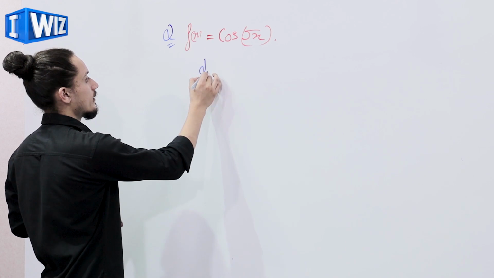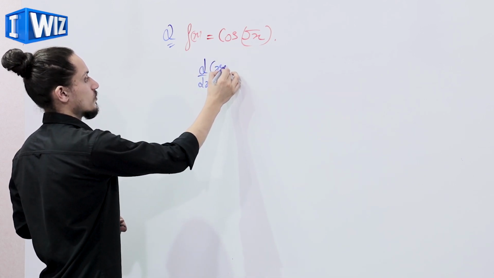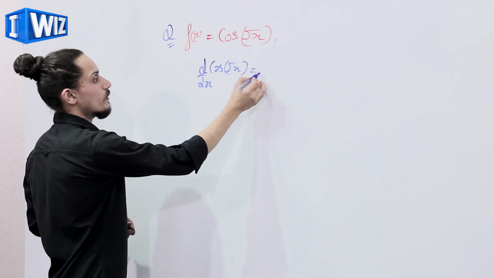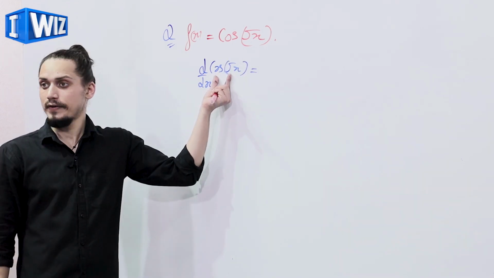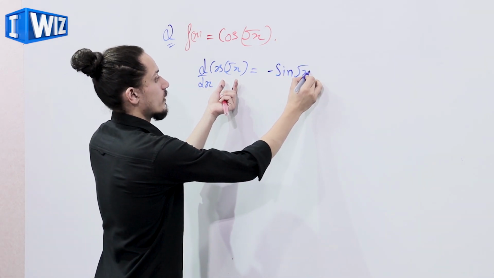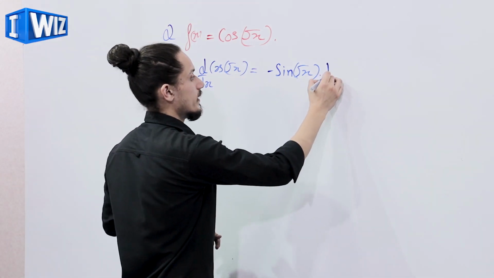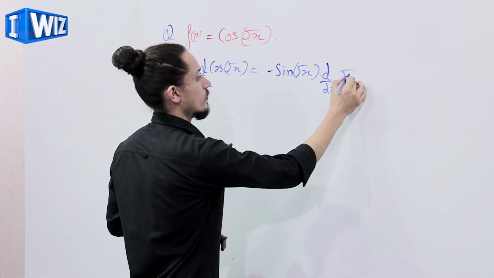Next function is f of x is equal to cos of under the root x. So the derivative of cos of under root x with respect to x is equal to, first point, the derivative of cos will be minus sine. So minus sine into under the root x, that is the angle. Second point is the derivative of this angle as well. So d by dx of under the root x.